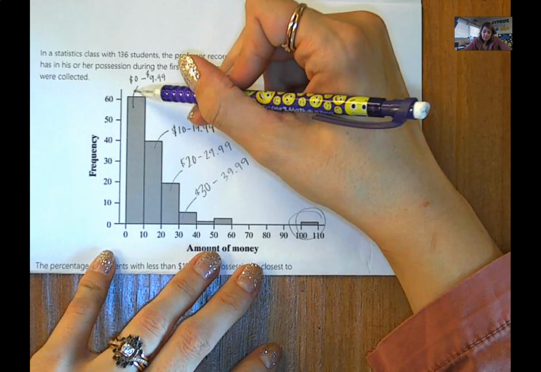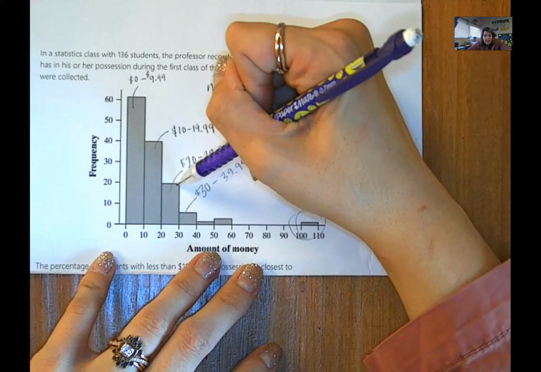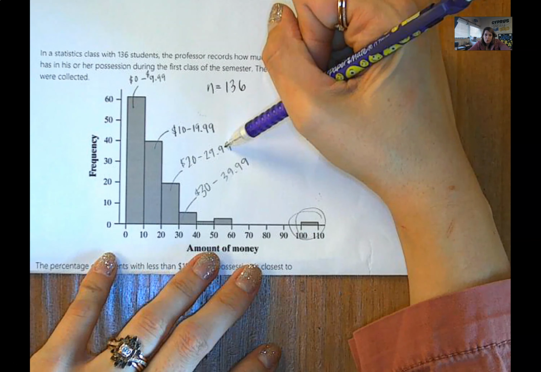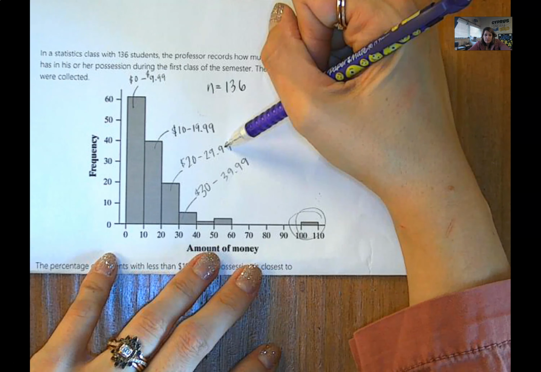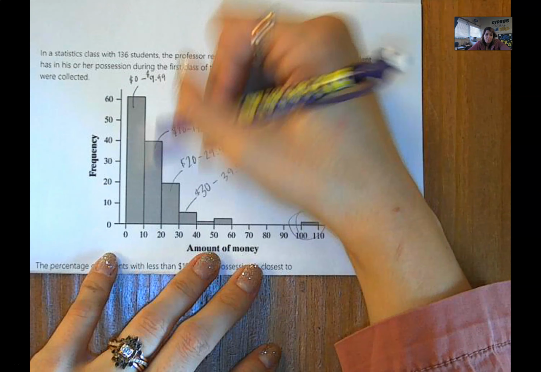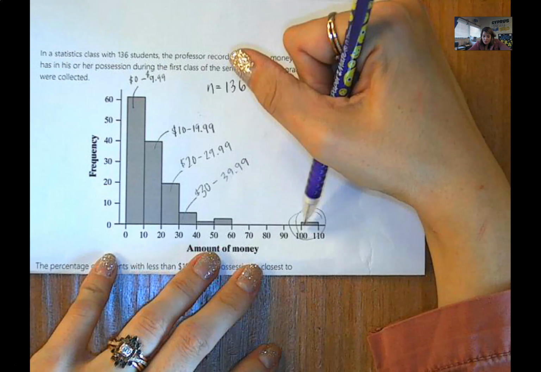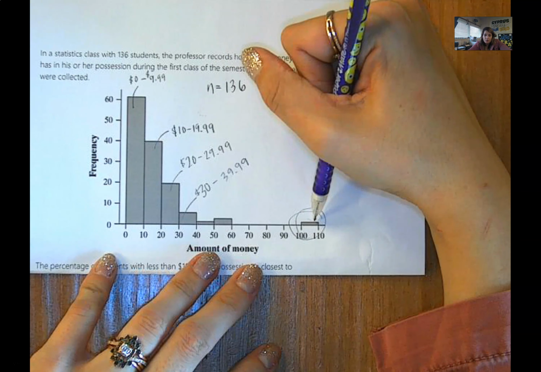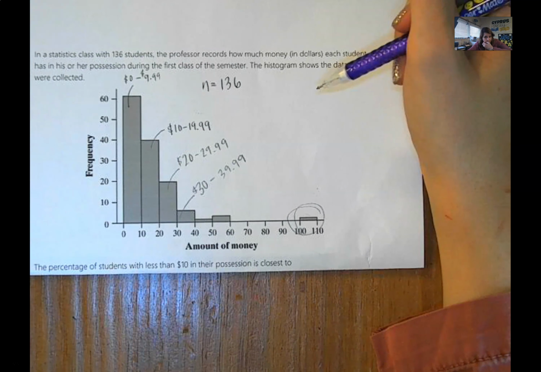What this means, let's go off of this one. This means that there were about 19 students in his class that had between $20 and $29.99 in their pockets. It's kind of a lot. 19 kids had that much. I'm probably in this big, ginormous bar. So one kid was rolling around with over $100, or I guess I should say $100 to $109.